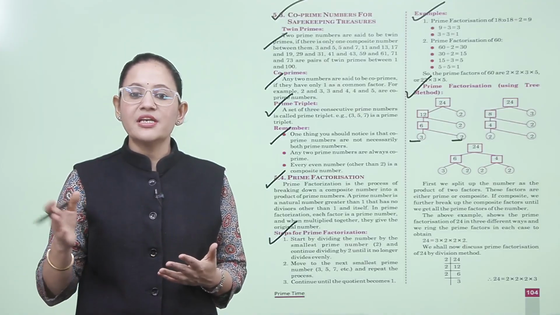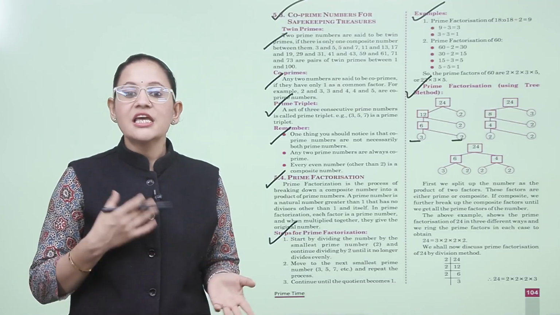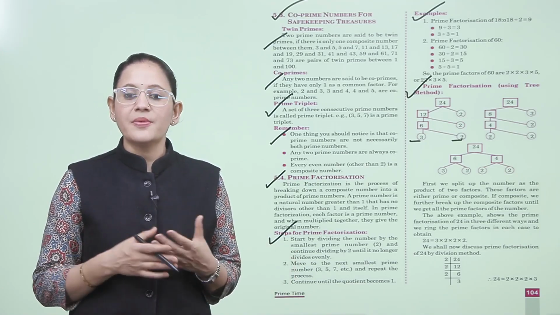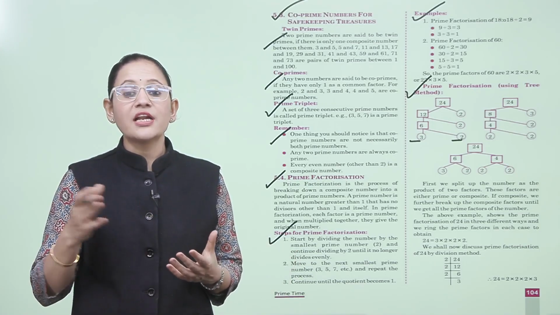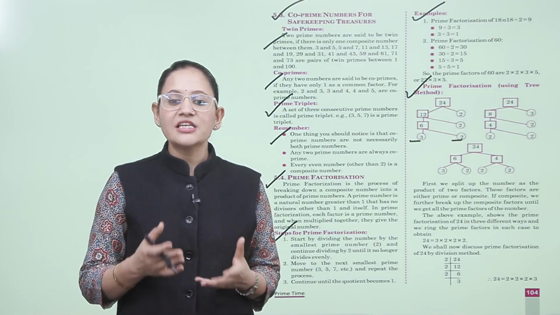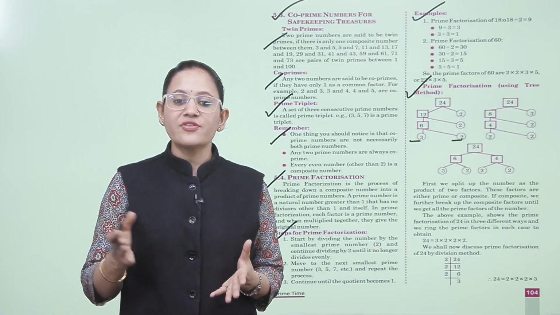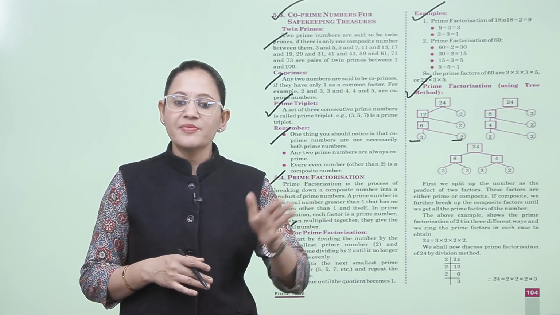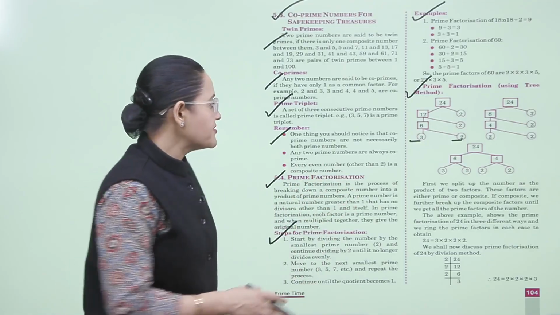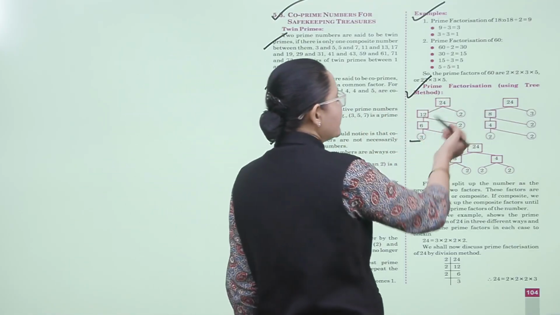So what we'll do here? First we split up the number as the product of two factors. These factors are either prime or composite. The composite factors we further break up until we get all the prime factors of the number. The above examples show the prime factorization of 24 in 3 different ways, and the prime factors in each case obtained are 3 into 2 into 2. So we have seen the prime factorization of 24 in 3 different ways.